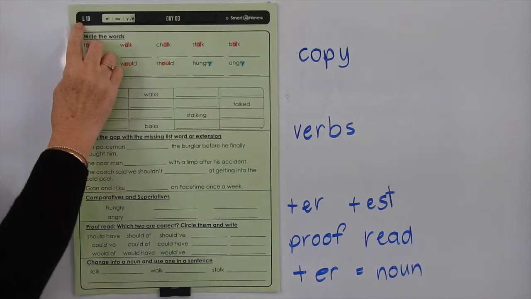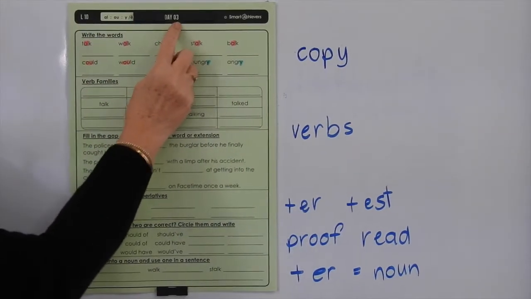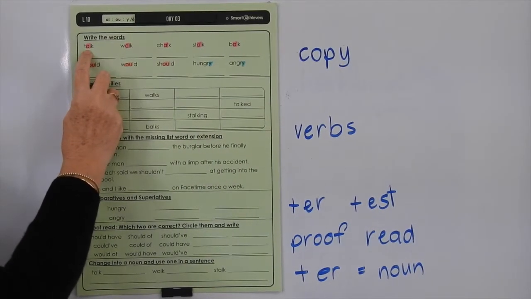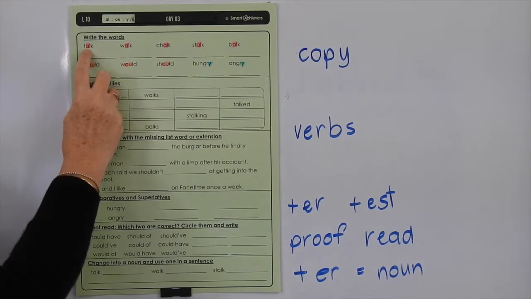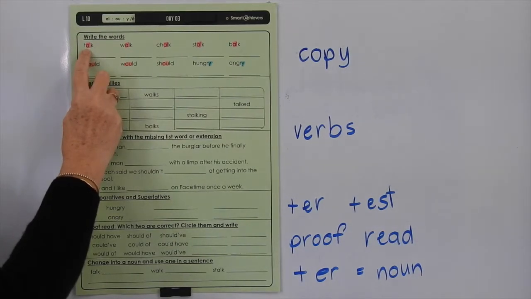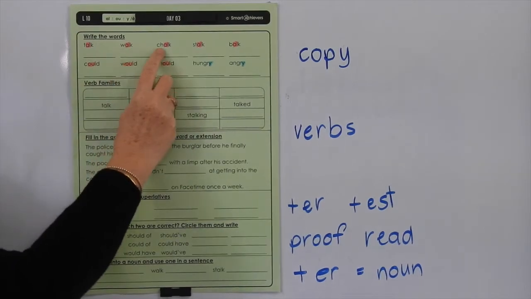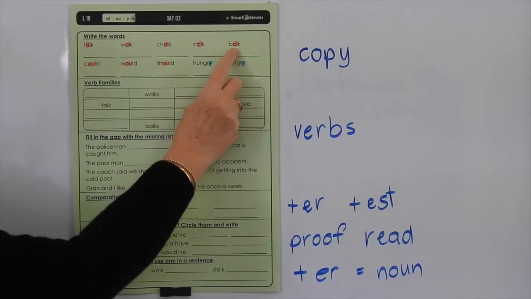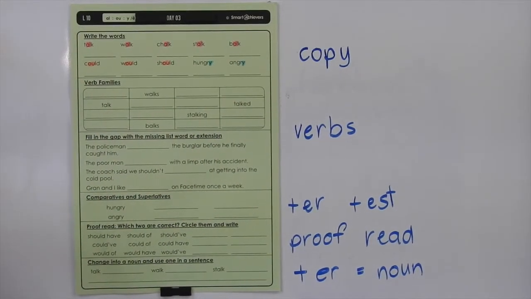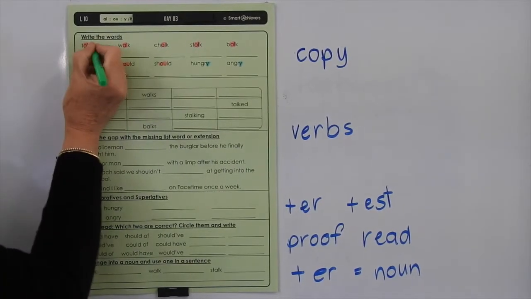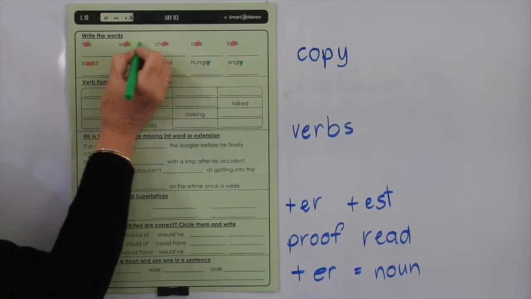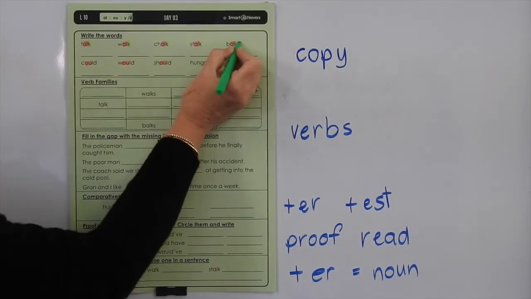This is level L, list 10, and we're doing the day 3. Here we've got the OR sound in talk, and we're using an AL for the OR sound. So we've got talk, walk, chalk, stalk, balk, and you can see that each of those are ending with a K after the long vowel sound. We just use a K.